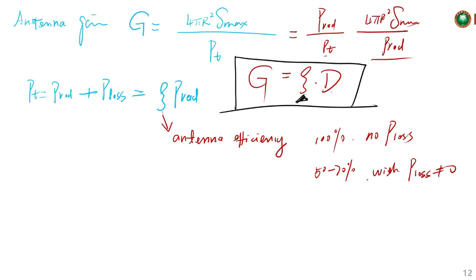Another thing that we want to introduce is the aperture. For horn antennas, they have physical apertures. For example, let me take a diamond horn antenna as an example.